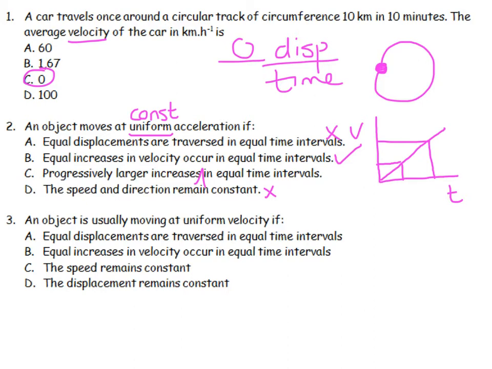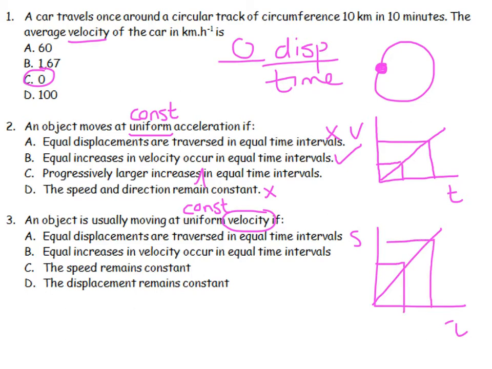An object is moving at uniform velocity now. So now we want constant velocity, and that means that if I had a displacement-time graph, I would have a straight line. That means equal increases in displacement for equal increases in time. Let's see what happens there. Equal displacements are traversed in equal time intervals. So in other words, we're going to land up going 5 meters in the first second, 5 meters in the second second, 5 meters in the third second, and we land up with 5 meters per second.